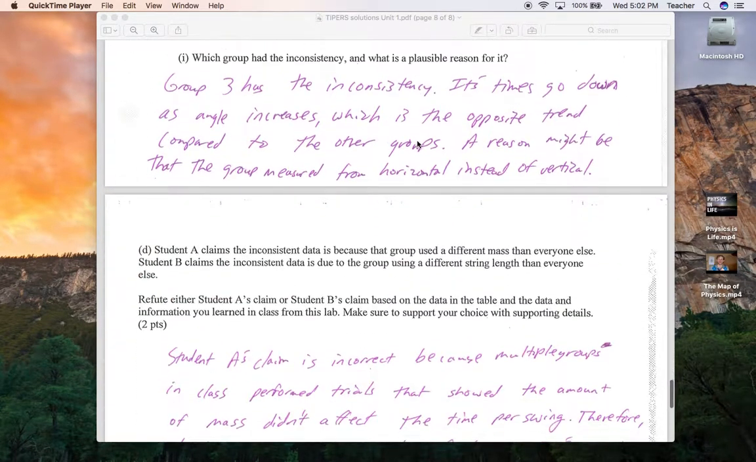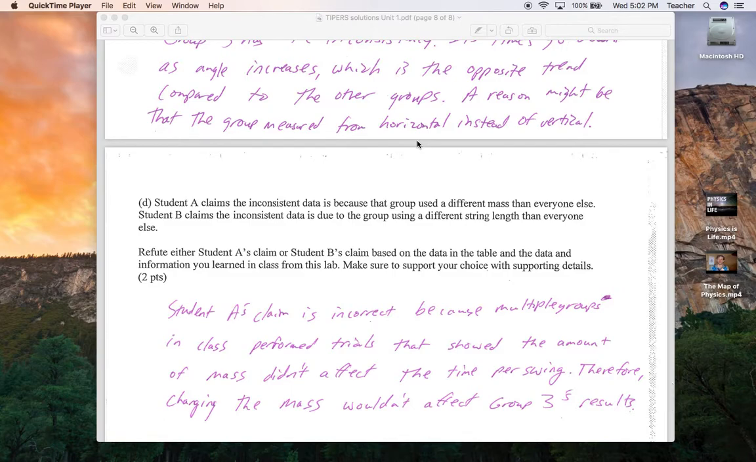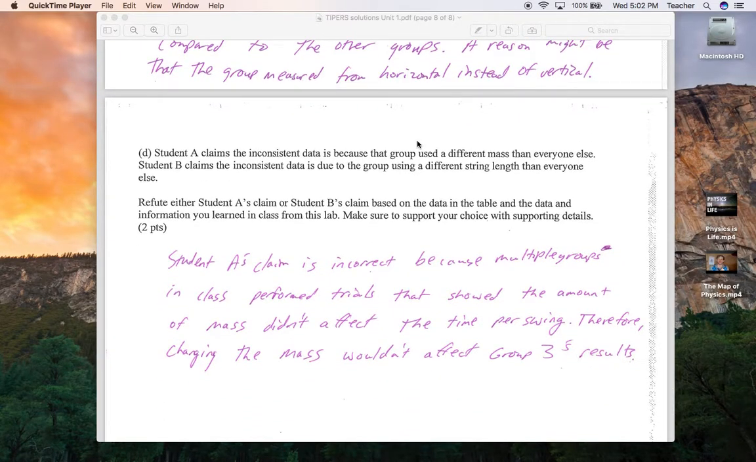The same way, while length would affect things, I would assume that they would use the same string length for the entire experiment for group 1, 2, 3, and 4. So in other words, each group would at least have one length of string. You should not be changing multiple variables at the same time. In this case, all the groups were supposed to change was the angle.